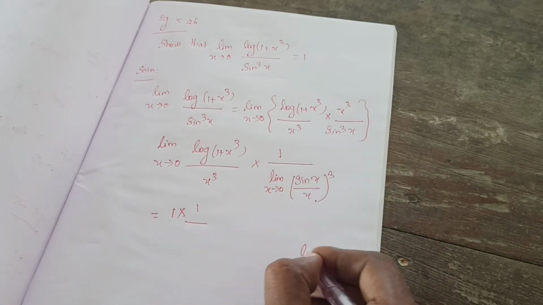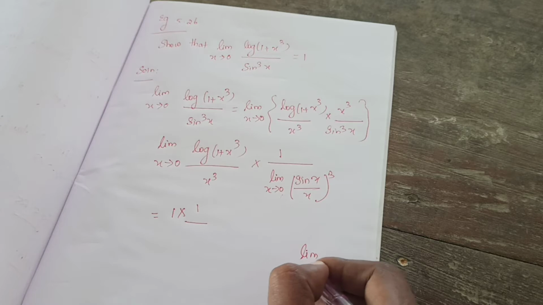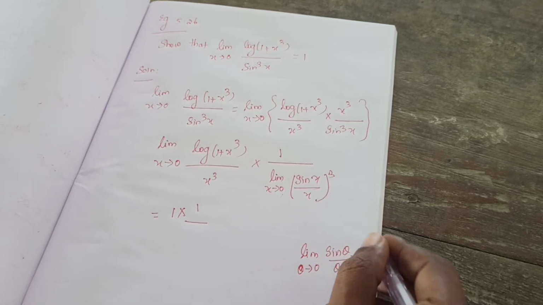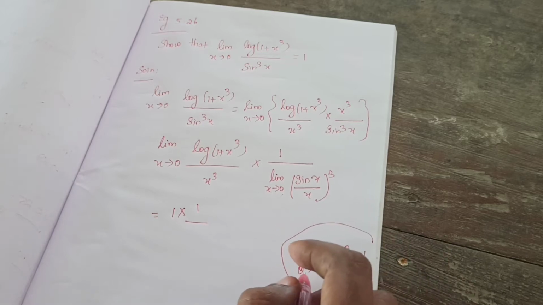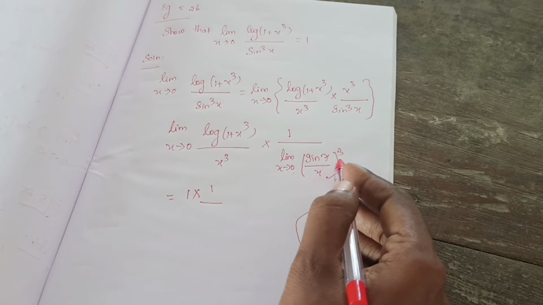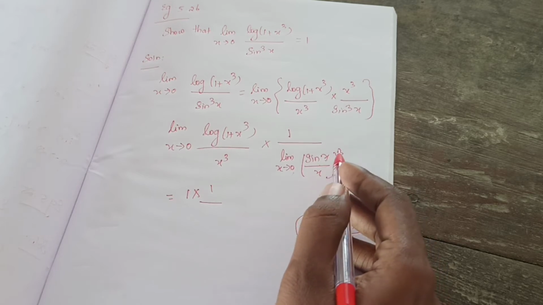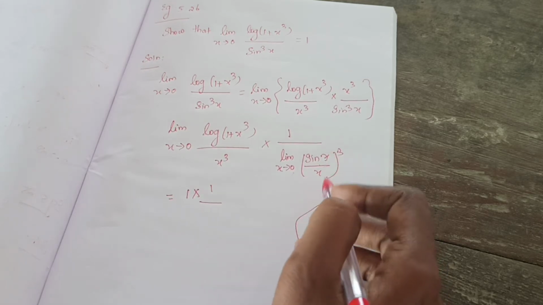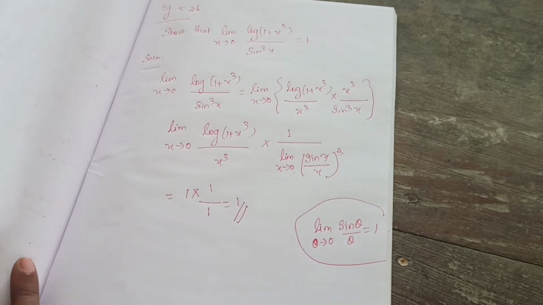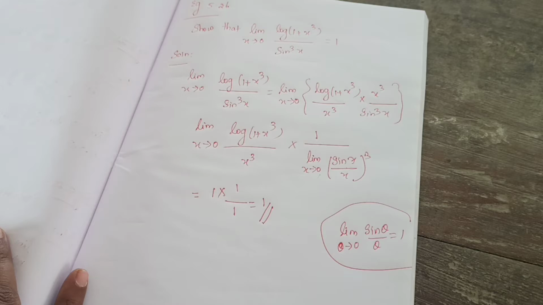So what's the standard limit? That is limit theta tends to 0, sine theta divided by theta, the value is equal to 1, that you have learned in standard limits. So in this place what you can write? Sine cube x by x cube. The meaning is sine x cube divided by x cube. So theta value same means 1. So what's the answer? 1 is the answer. All of you thorough? Easy?